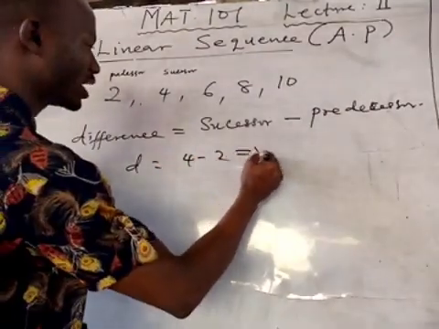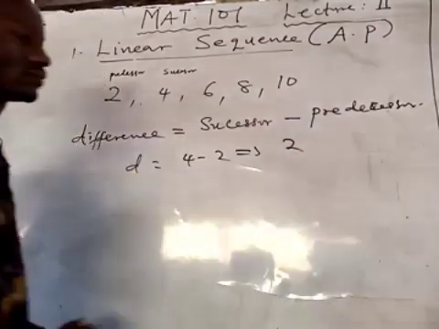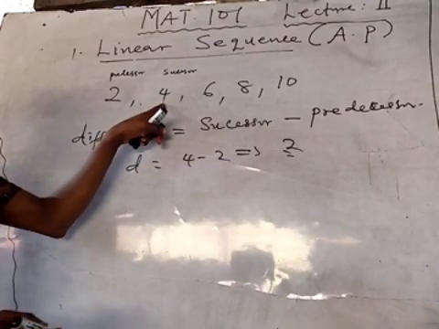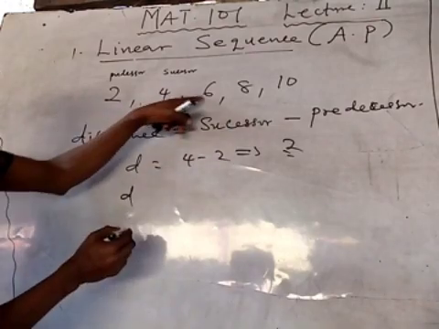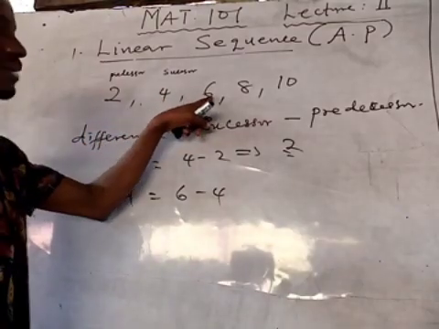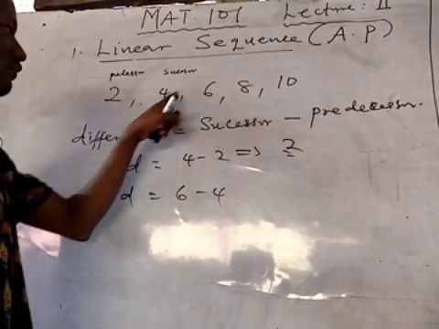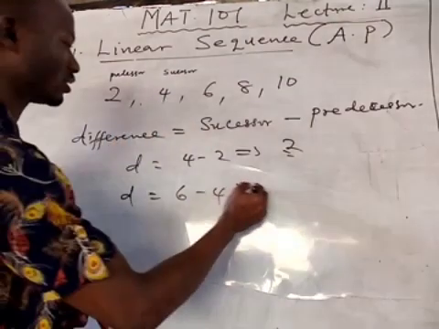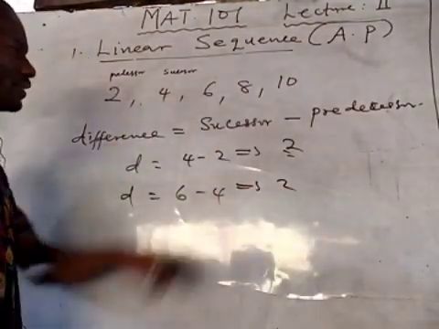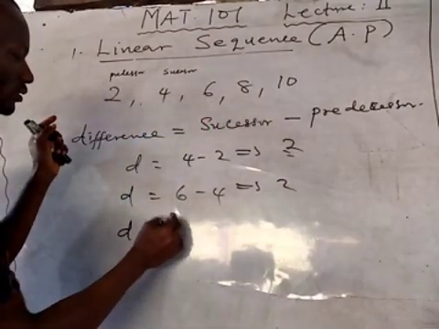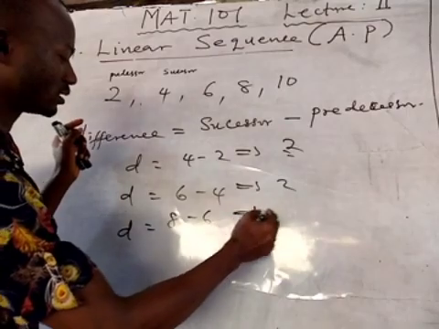And what do we get there? We get the value 2. In the same vein, 6 succeeds 4, and the difference between 6 and 4 is what? 6 is the successor and 4 is the predecessor, so it becomes 6 minus 4, which gives us 2. The same thing continues. 8 succeeds 6, so the difference here is 8 minus 6, which simply gives us 2.